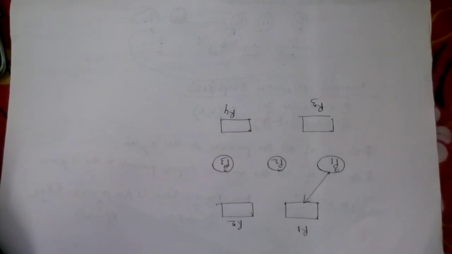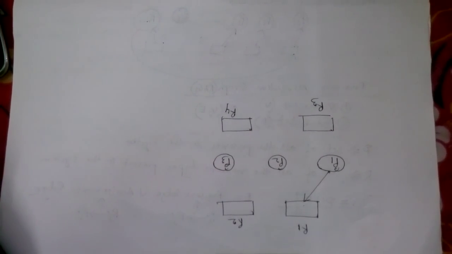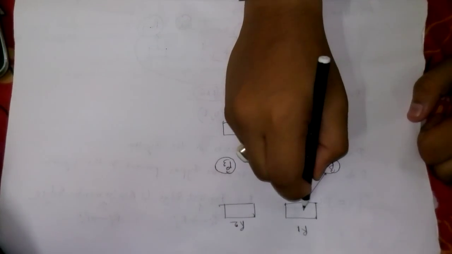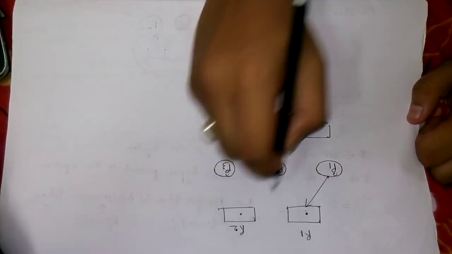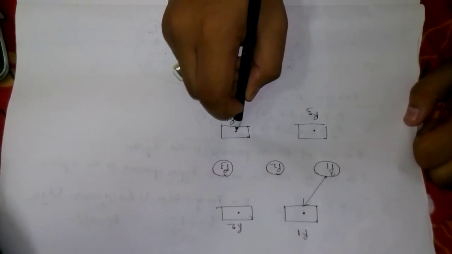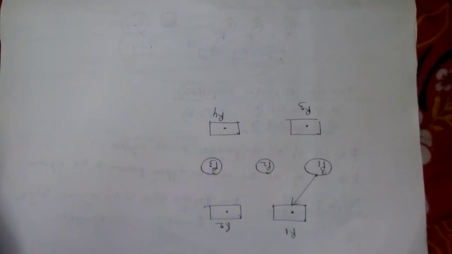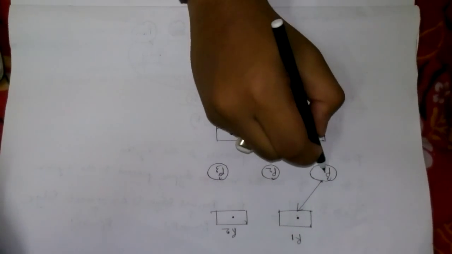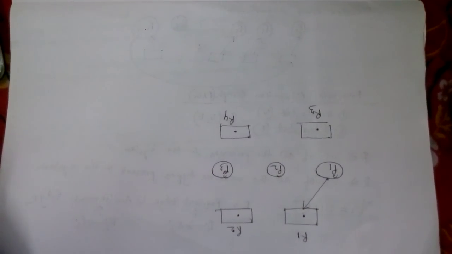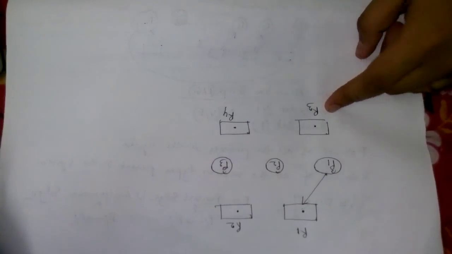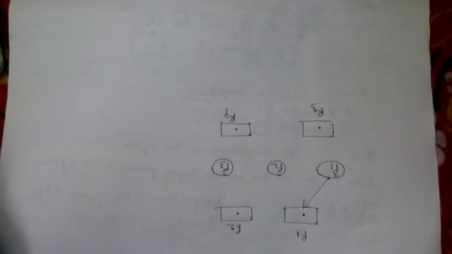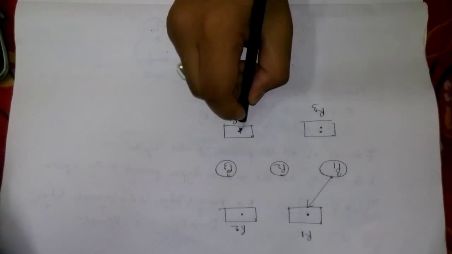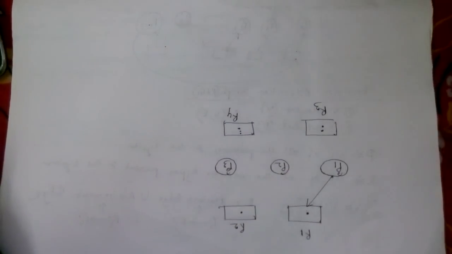We are considering that each and every resource type is basically having only one instance. Let us denote the one instance by a dot. So each and every resource type is basically having one instance. Okay, let us consider the R3 resource type and the R4 resource type to have 2 and 3 instances respectively.